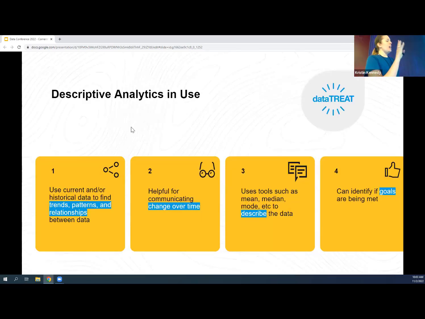So just kind of to recap, descriptive analytics. It looks at trends and patterns and relationships. It's good at communicating change over time. And it uses tools like the mean, median, mode that we'll cover later to describe the data. And it can identify if goals are being met, but not necessarily what goals should be created. It tells you if the goals have been met, though.